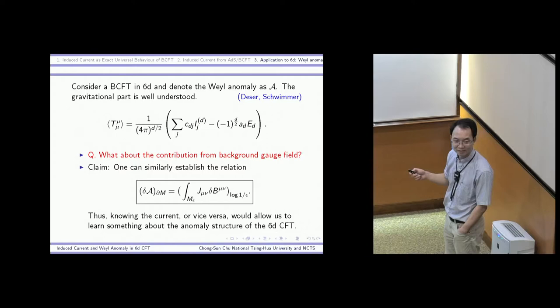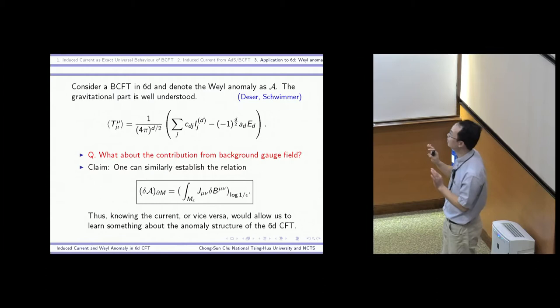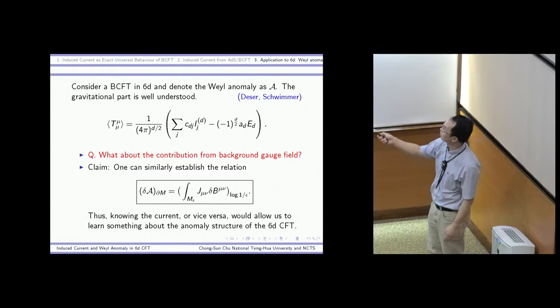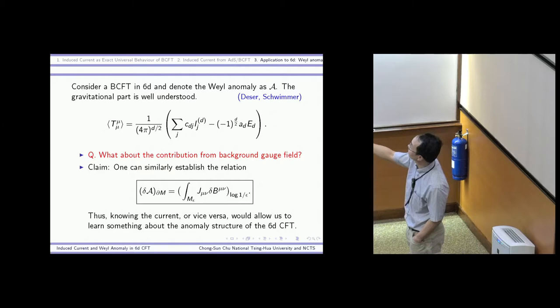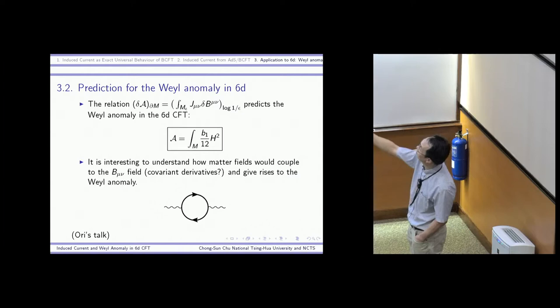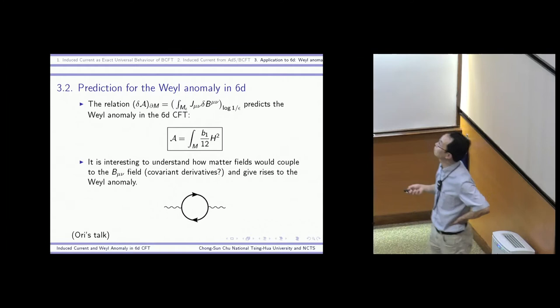So here, I'm not committing to any specific framework to compute an anomaly. This anomaly is just the response of the partition function to a constant scaling. So it doesn't matter how you compute, there will be such a relation. Okay. So now with the AdS BCFT, we can similarly compute this current. So for a generic H, not necessarily self-dual, we can use AdS BCFT, and then we get this, and then we substitute into this relation, and we find this for the anomaly. So it's a straightforward generalization of the F squared term in four dimensions.